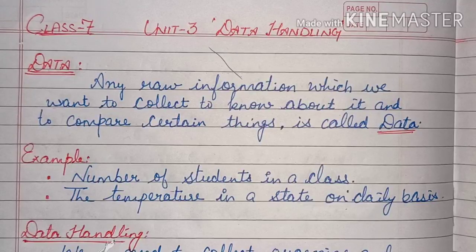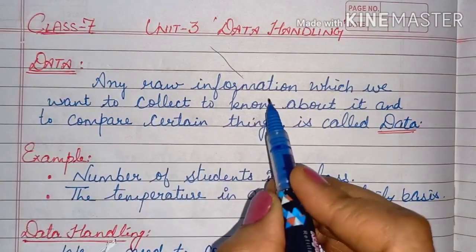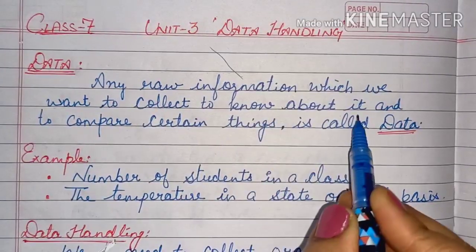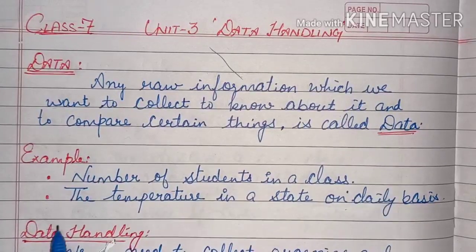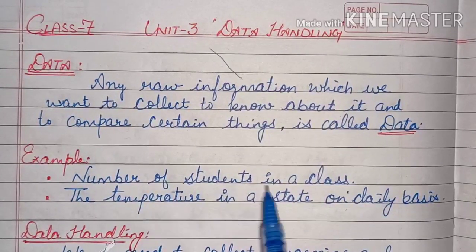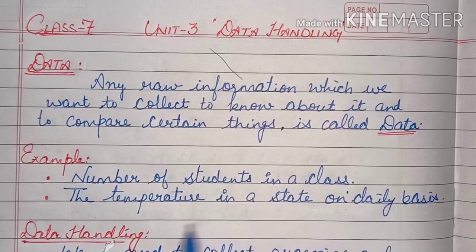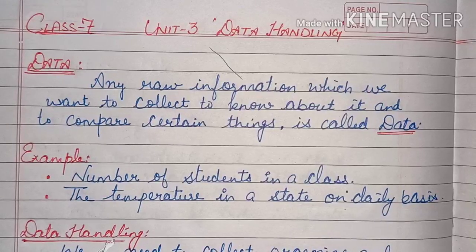Hello dear students, today we are going to start unit 3, data handling. So let's first know what data is. Any raw information which we want to collect to know about it and to compare certain things is called data. For example, the number of students in a class, the temperature in a state on a daily basis. This information in numerical figures is called data.